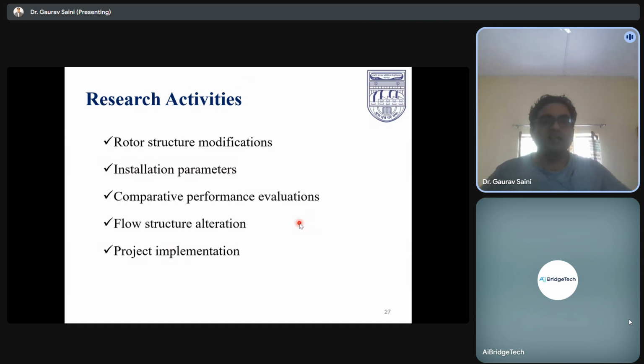There are a lot of research activities being carried out: rotor structure modifications, installation parameters, comparative performance evaluations, flow structure alterations, and some project implementations.